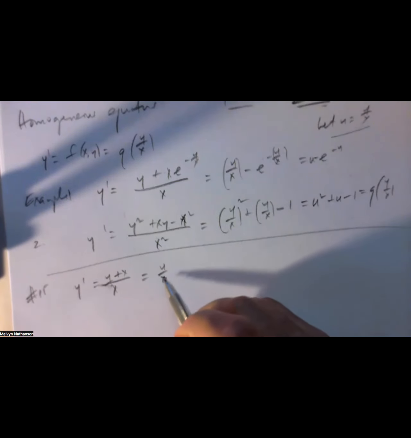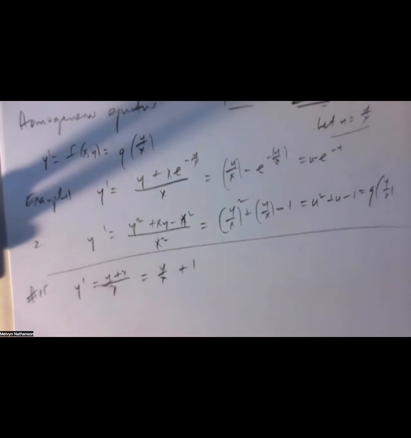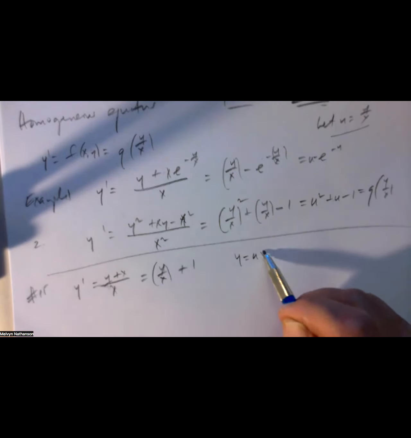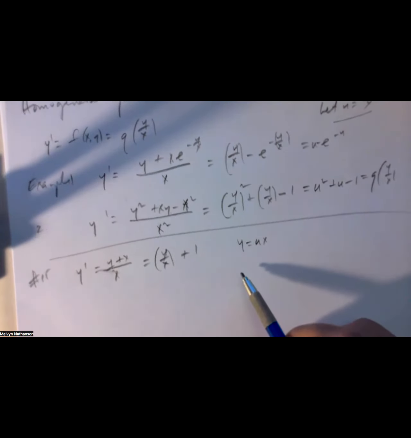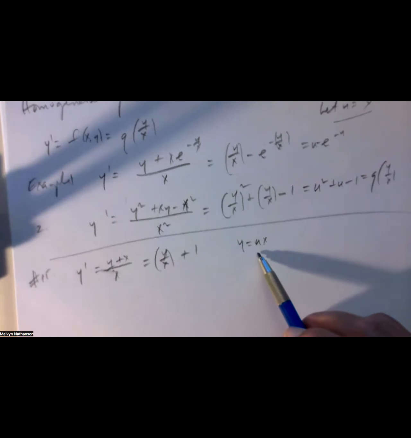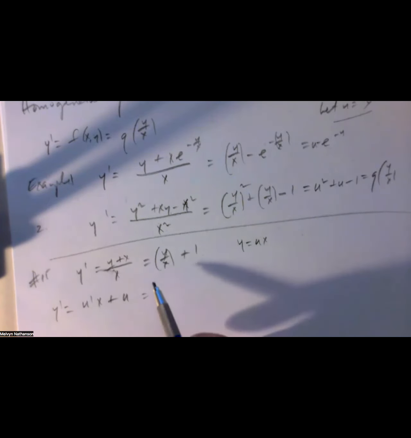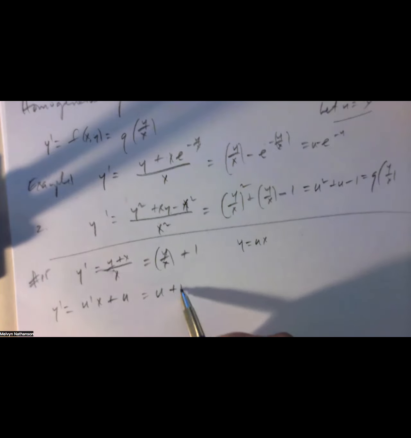Which is y over x plus 1. So this is homogeneous. And we look for a solution of the form y equals u times x. So what do you get? You get y prime is u prime x plus u equals y over x, which is u plus 1.